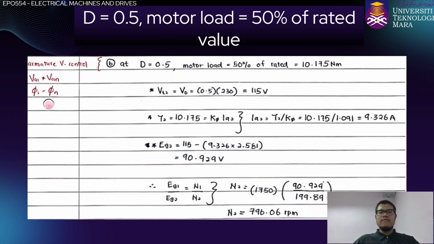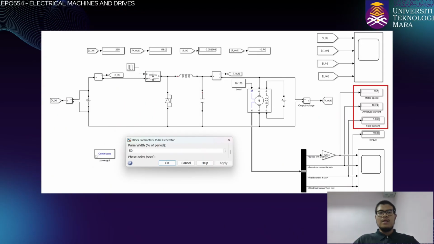Here is the example for one of the conditions tested, which is at duty cycle 0.5 with 50% load. Here shows the calculation result. And now the simulation result. If you can see, the calculated motor speed is 790 RPM, while the simulation result is 857 RPM. And the armature current shows a small difference of 9.326 ampere for calculation compared to 10.74 ampere for simulation.